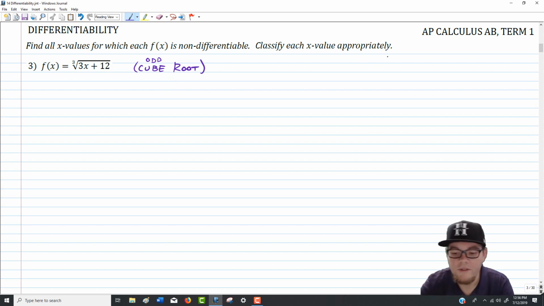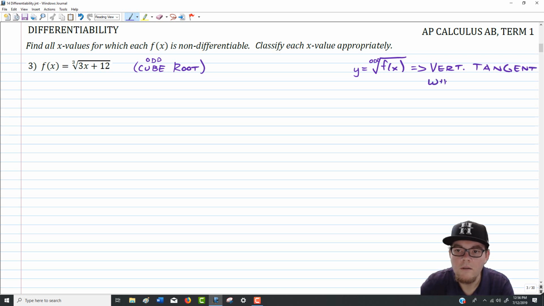So in an odd root, let's see, how did I do this last time? That's right. If y is equal to an odd root of f of x, then there's going to be what we call a vertical tangent where f of x equals 0.